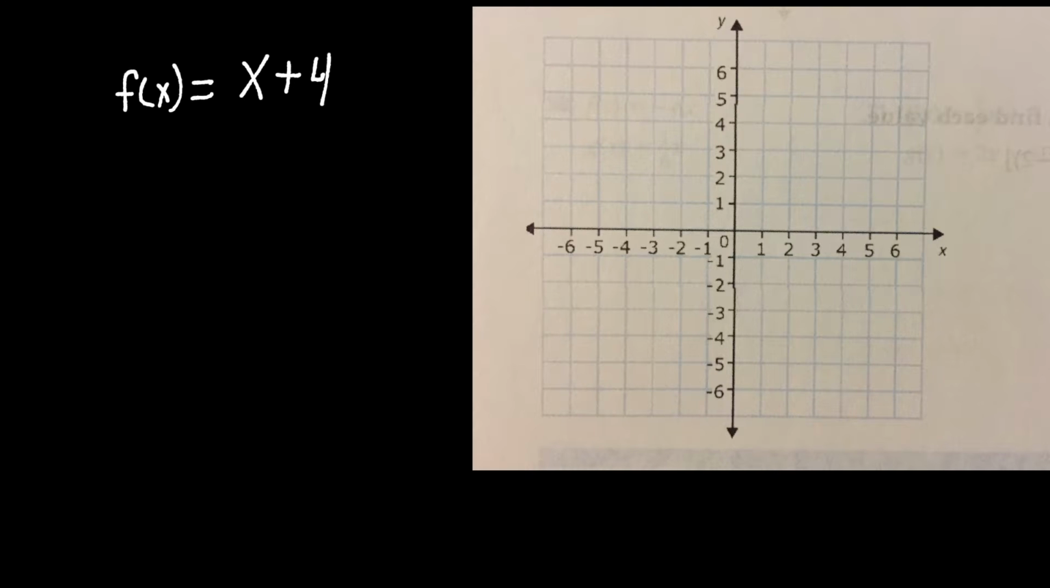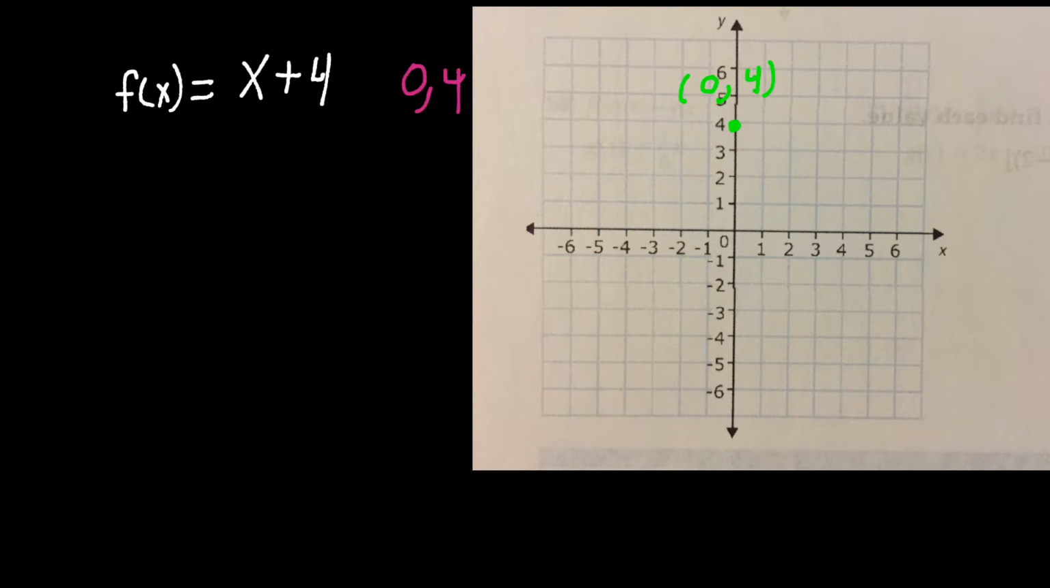So let's say I have x equals 0, what is 0 plus 4? It's 4. So on my graph, x is 0 right there. Y is going to be at 4. So I can put a point at the coordinate 0, 4. That's a terrible coordinate. Let me fix that. 0, 4. There we go.